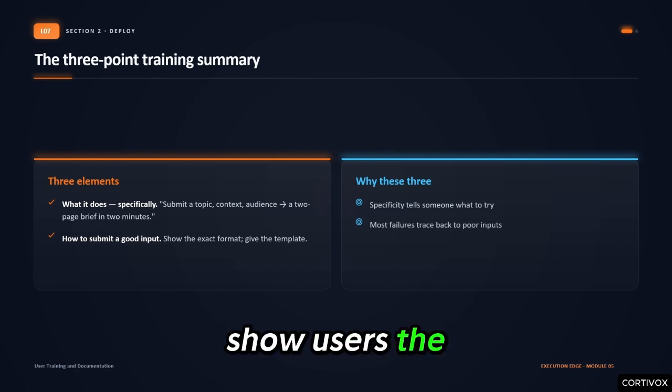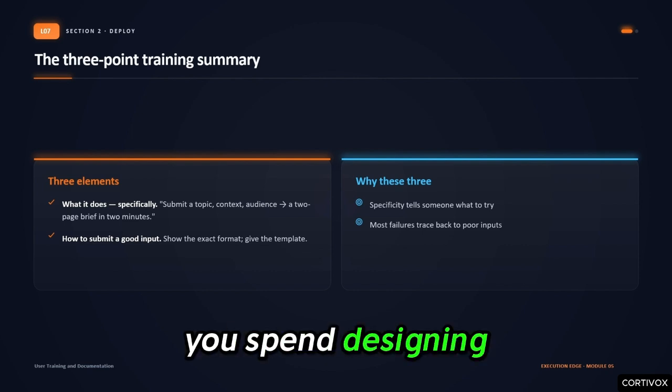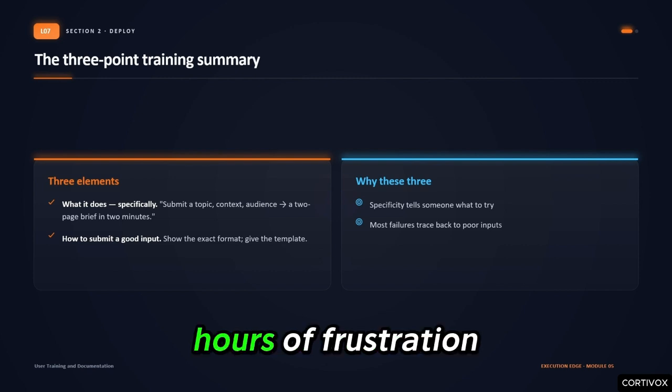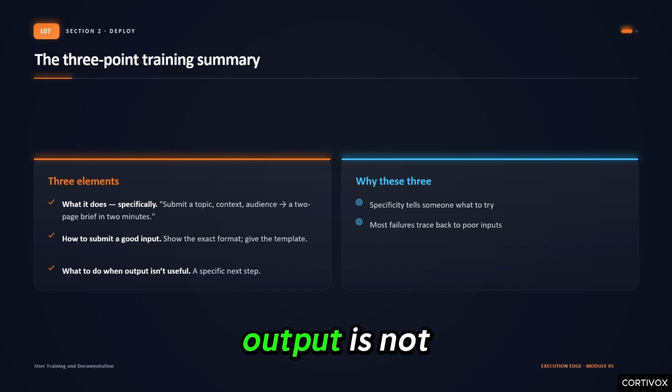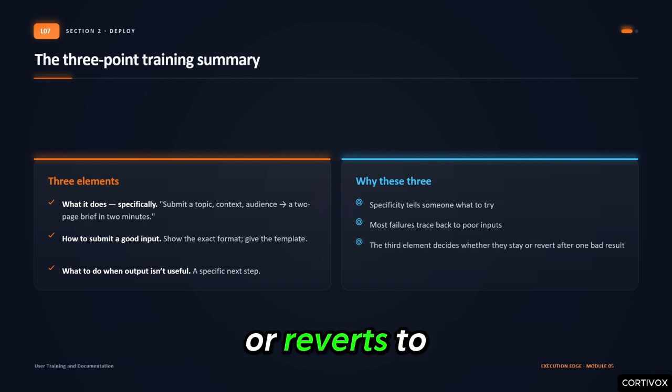Show users the specific input format that produces the best output. If there is a template, give it to them. The 15 minutes you spend designing this template saves your users hours of frustration. Third, what to do when the output is not useful. This is the element most operators skip and the one that determines whether someone becomes a regular user or reverts to their old process after one bad experience.